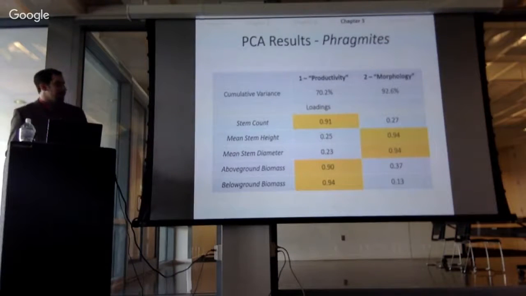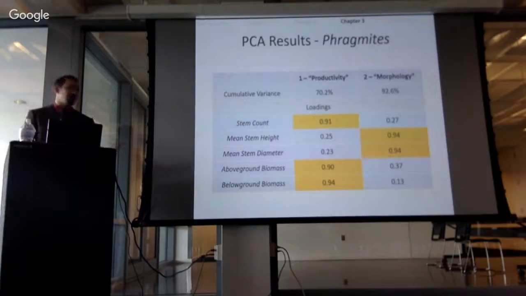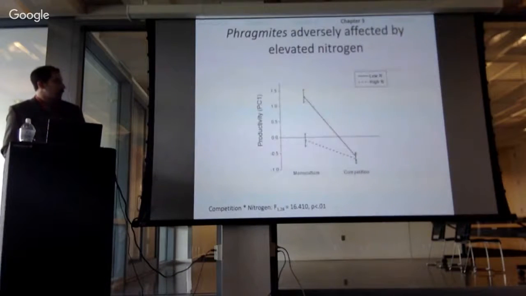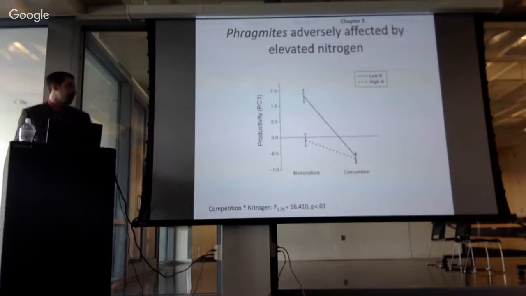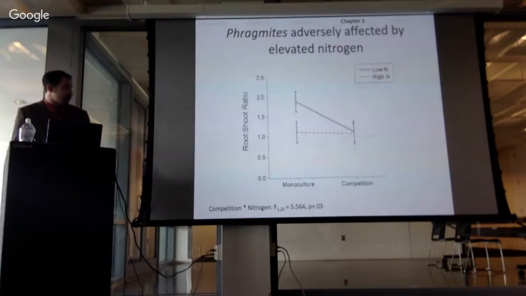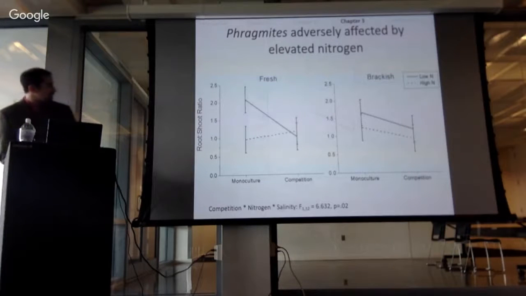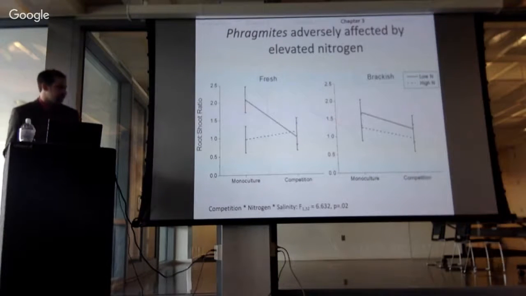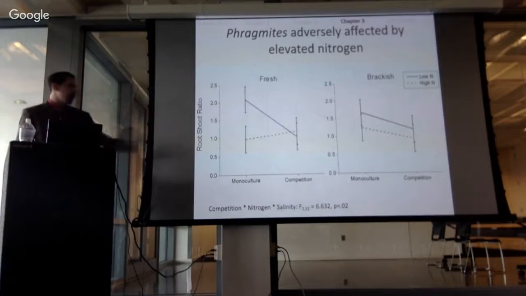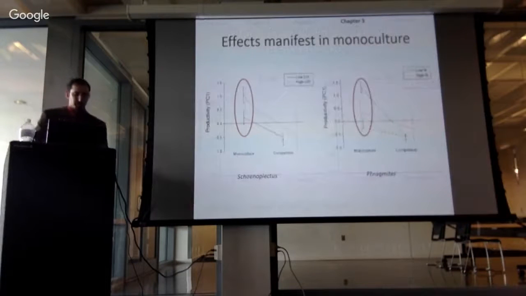As for Phragmites, there were only 2 components because there was no flowering, so we just had productivity and stem morphology. The big takeaway here is that the high nitrogen treatment, contrary to expectations, actually hurt Phragmites. So we see decreased productivity, decreased root to shoot ratio, even under the absence of all other stressors. So this is fresh water, no competition, high nitrogen, we got a lower root to shoot ratio.